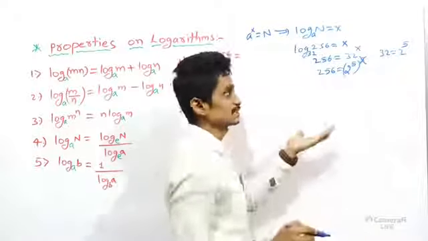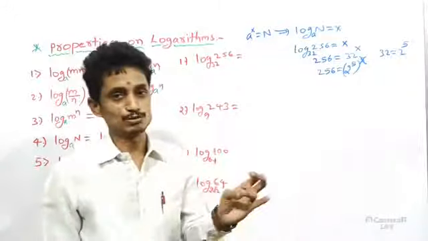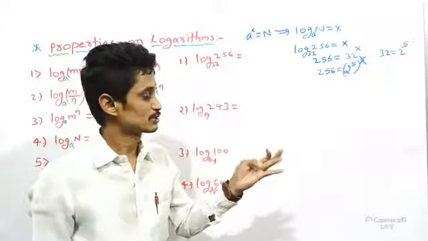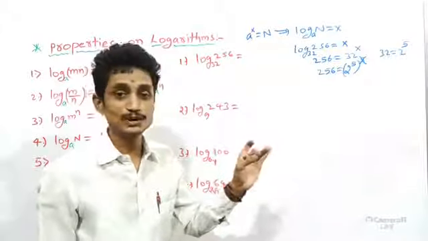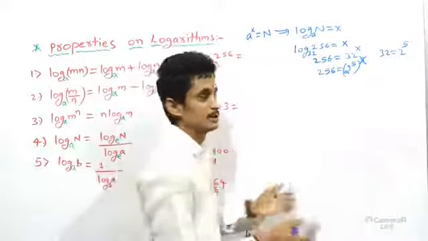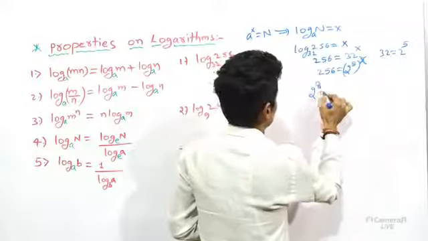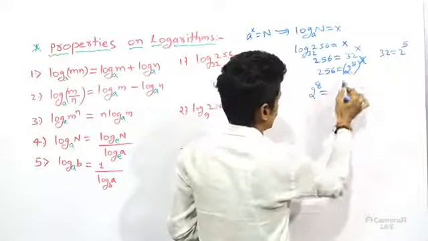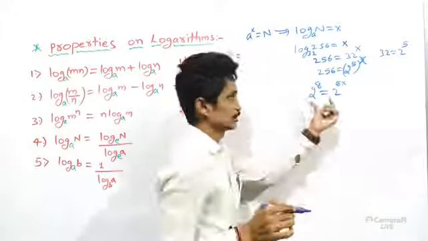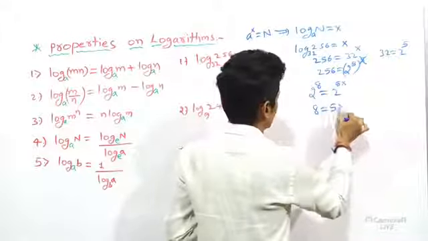Now how to express 256? 256 means 2 to the 4, 4 to the 8, 8 to the 16, 16 to the 32, 32 to the 64, 64 to the 128, 128 to the 256. So 2 is repeated 8 times. Here I will write 2 power 8 is equal to, applying the third law of exponents, 2 power 5x. Everyone knows that the bases are the same, hence 8 is equal to 5 times x.